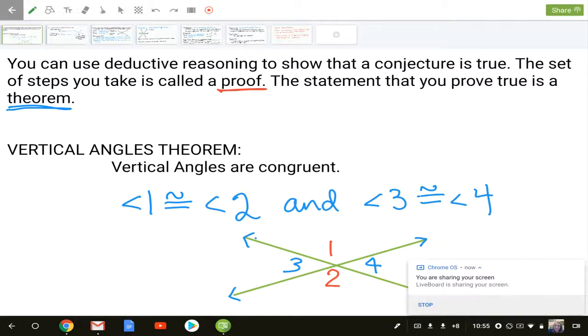Okay, we're going to look at section 2.5 today. We're going to be talking about proofs. So the first thing we're going to talk about is just what a proof is.